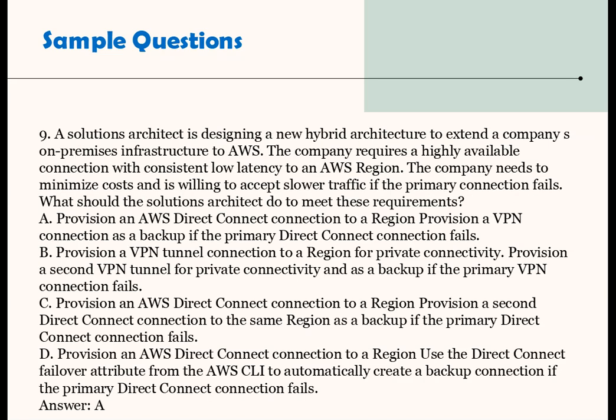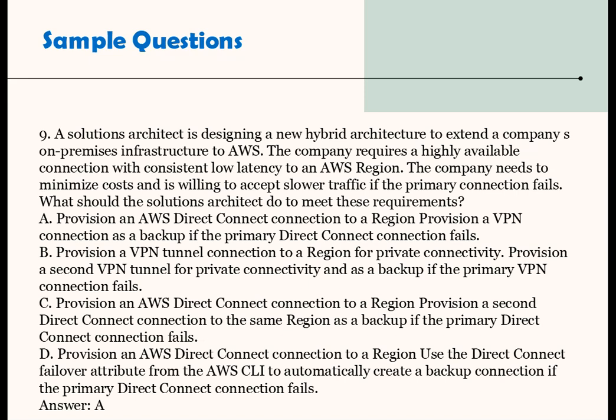9. A solutions architect is designing a new hybrid architecture to extend a company's on-premises infrastructure to AWS. The company requires a highly available connection with consistent low latency to an AWS region. The company needs to minimize costs and is willing to accept slower traffic if the primary connection fails. What should the solutions architect do to meet these requirements?